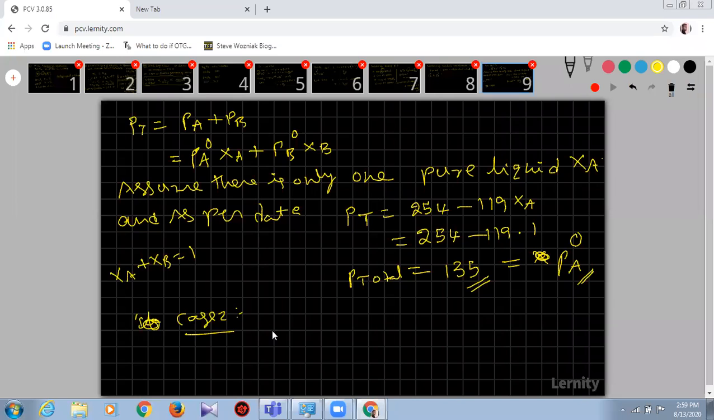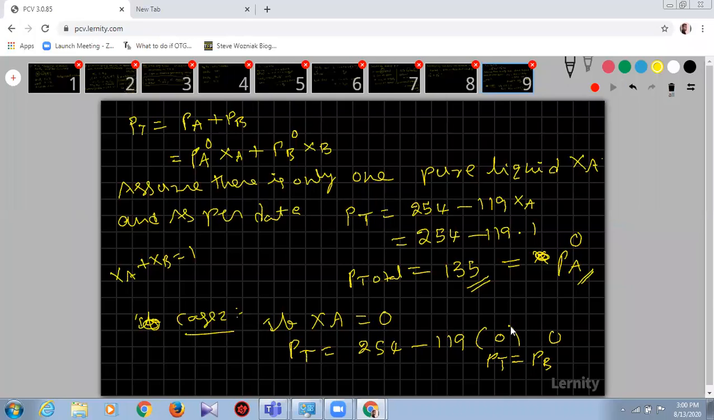If XA is equal to 0, then what will happen? P total is equal to 254 minus 119 into 0, because XA is 0 here. Then what you get here? So P total is equal to PP not only, because XA 0 means XB is 1, right?